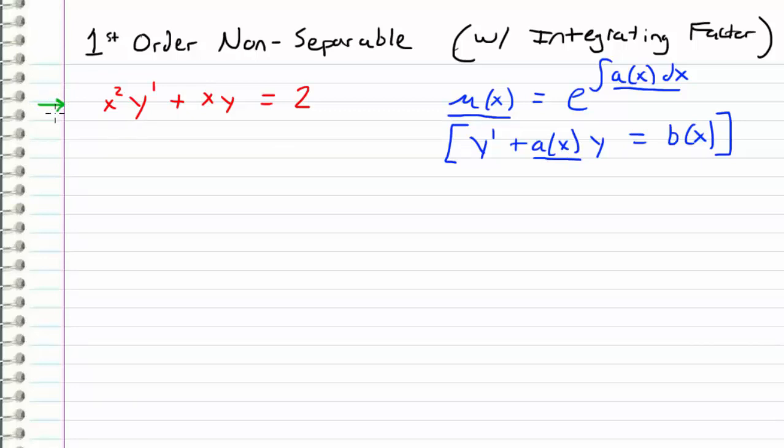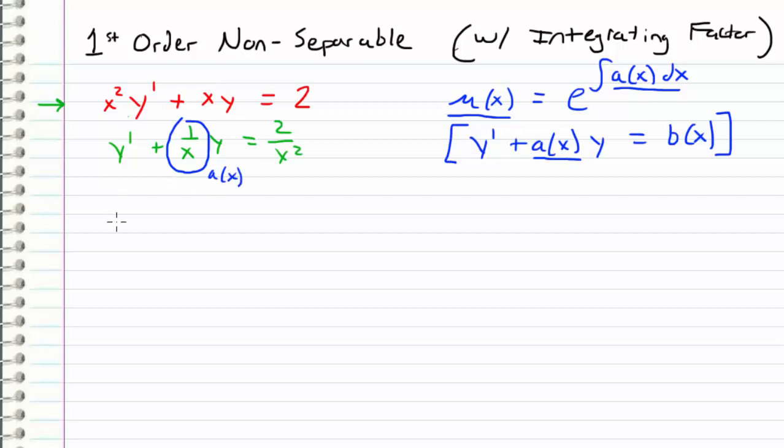So the first thing that I need to do is get this equation into standard form so I can determine my integrating factor. And I can do that by clearing the coefficient in front of our y prime. So if I divide by x squared, what I get is y prime plus 1 over x times y equals 2 over x squared. So we can see that this is now in standard form, where this function right here in front of our y represents our a of x.